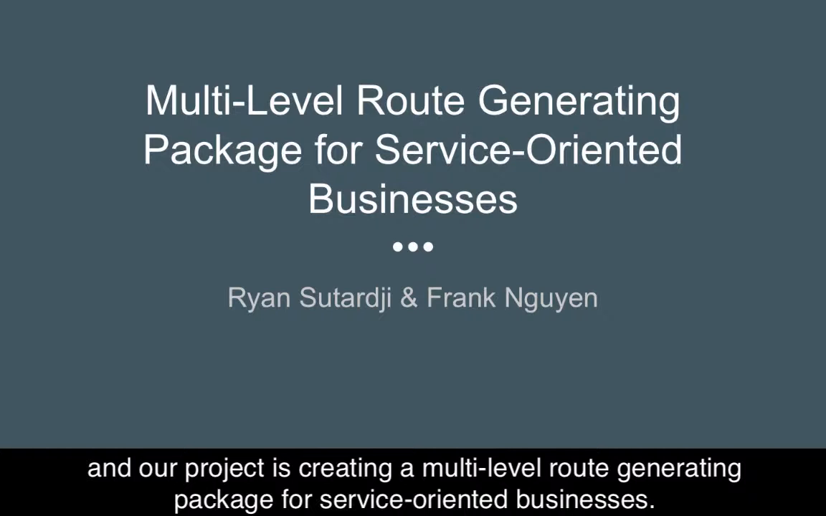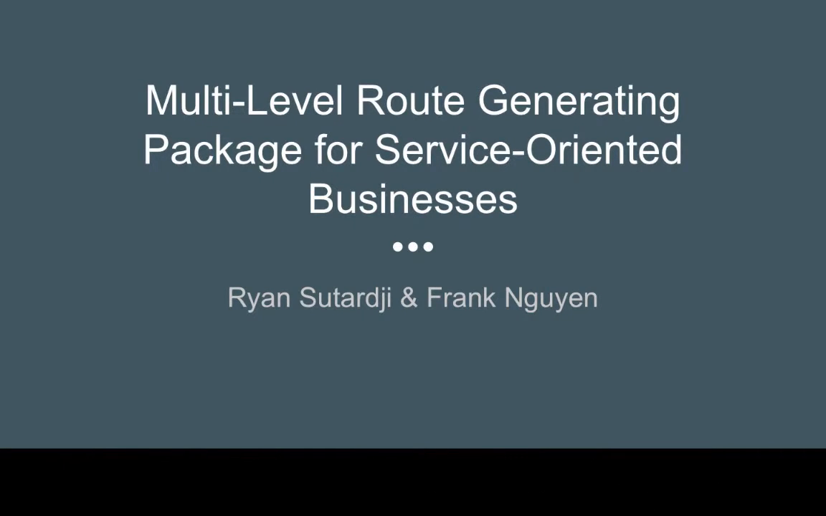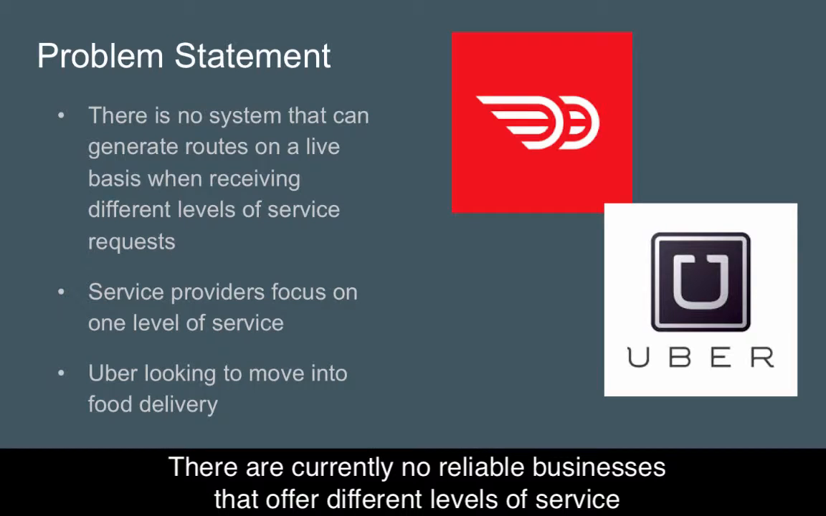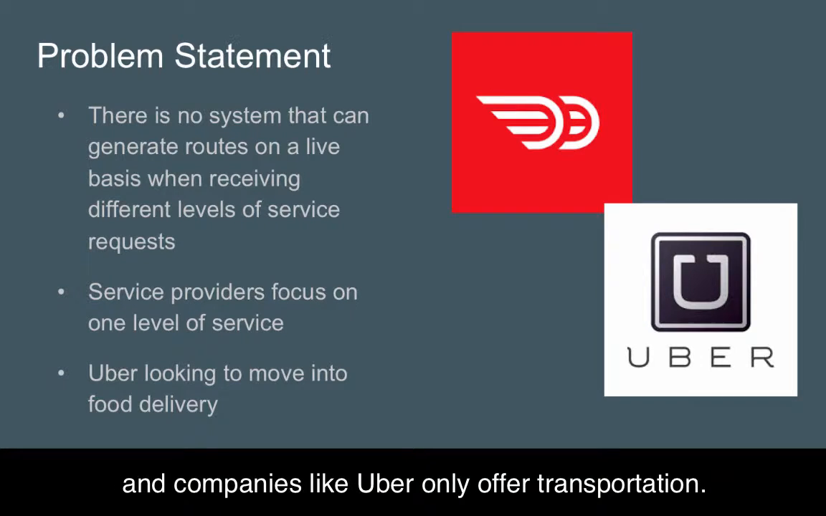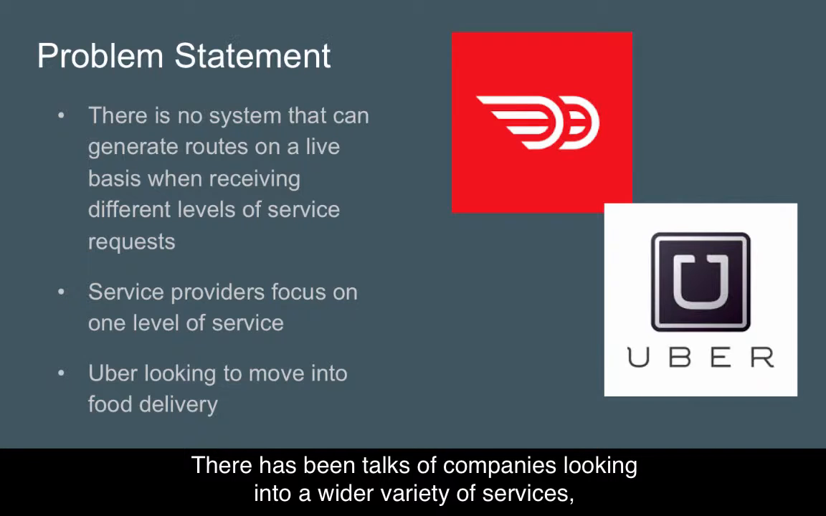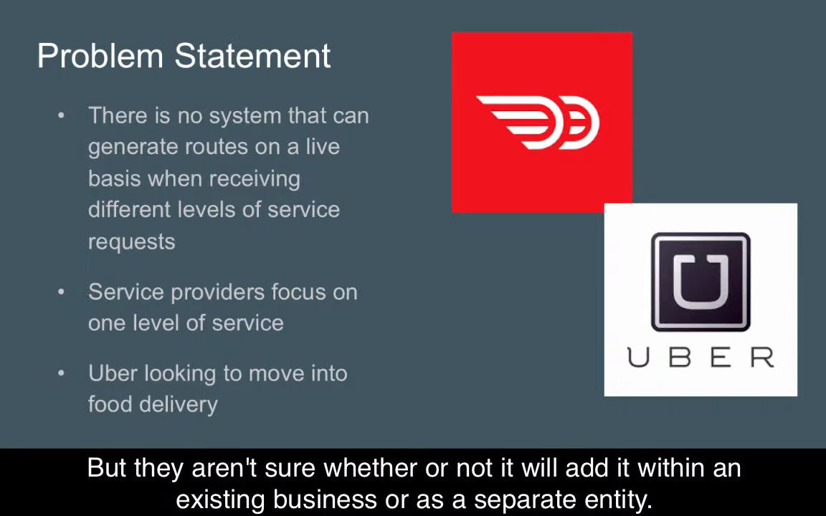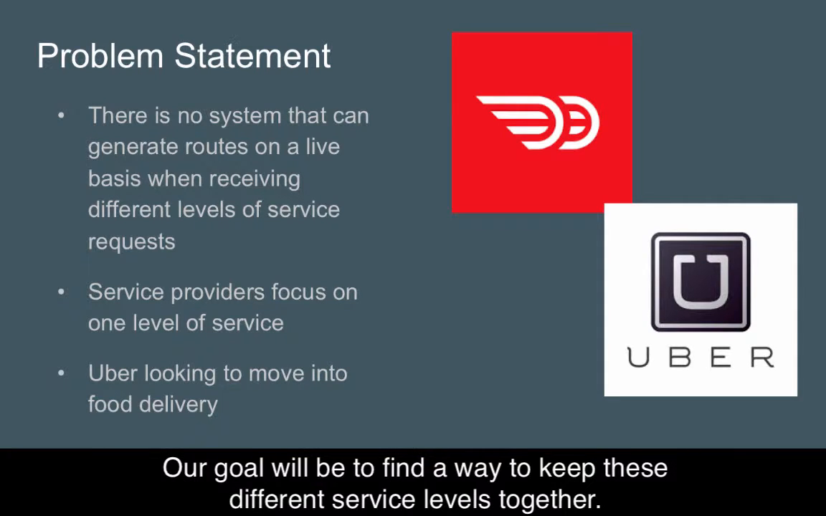Our project is creating a multi-level route generating package for service-oriented businesses. There are currently no reliable businesses that offer different levels of service. For example, companies like DoorDash only offer food delivery, and companies like Uber only offer transportation. There have been talks of companies looking into a wider variety of services, but they aren't sure whether or not it will be added within an existing business or as a separate entity. Our goal will be to find a way to keep those different service levels together.